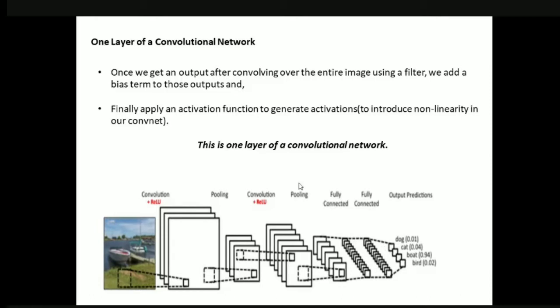But if you see here, this is one layer of a convolutional network, only the starting 2 parts of the diagram: convolution plus ReLU. Do not look at the pooling and the second convolution plus ReLU; we will discuss that later. Only see this convolution plus ReLU. So this is our input image, and now we applied convolution on this particular one.